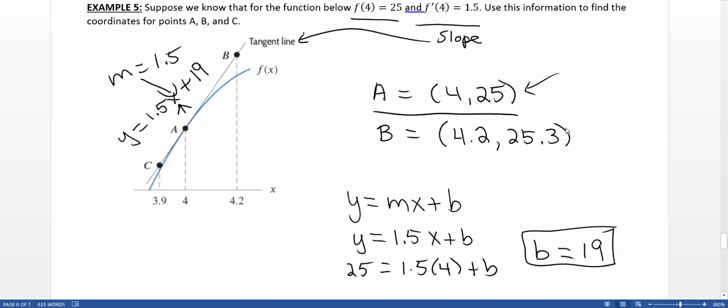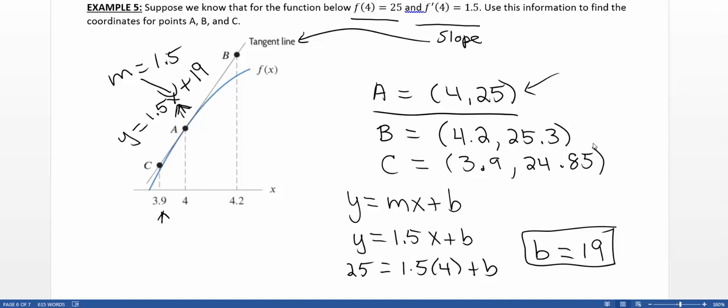And that makes sense, right? If you look at the picture, you're expecting the y value to be bigger than the y value at A because it was above A. And here, if we want to find C, we're going to take 3.9, which is the x value at C, and plug it into the equation of the line for x. And when we plug in 3.9, we're going to get 24.85, which again makes sense. We're expecting the dependent value at C to be a little bit lower than the dependent value at A.